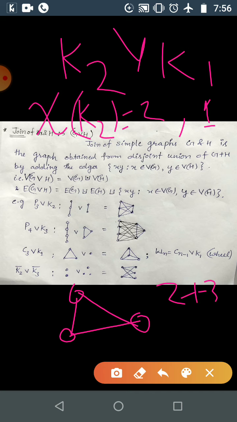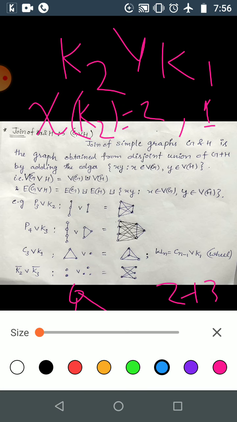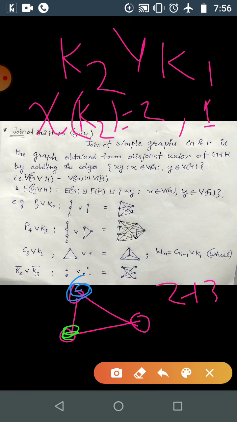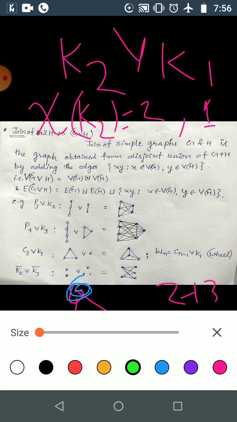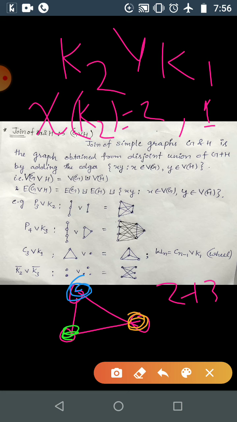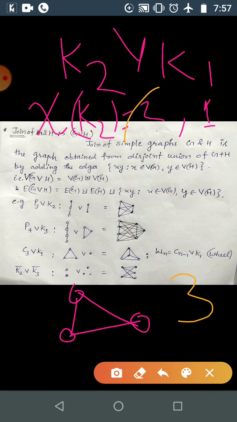So let's check it. For K3 you already know: if you use color number 1 for this vertex and color number 2 for this vertex, then you can't use the same colors for the third vertex, correct? So you need some other color for this vertex for a proper coloring. That will give you the chromatic number, so here it will be a total of 3. That is 2 plus 1. So here we are done.